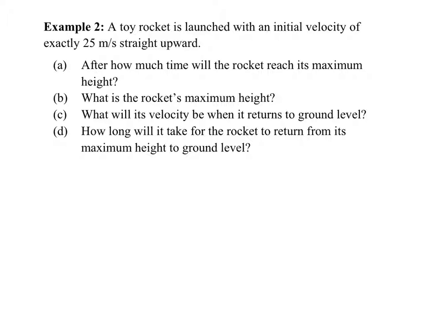All right, so a toy rocket is launched with an initial velocity of 25 meters per second straight upward. Okay, so it's launched upward, not left to right. After how much time will the rocket reach max height? And then 3 more questions. I gave you these questions in order. What should you probably do? Solve the first one first. Yeah, they're going to probably lead step at a time.